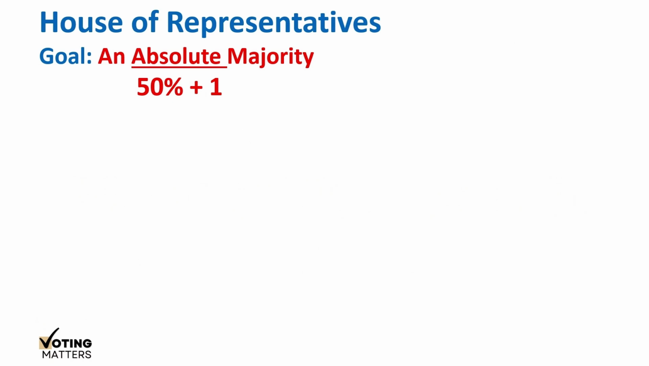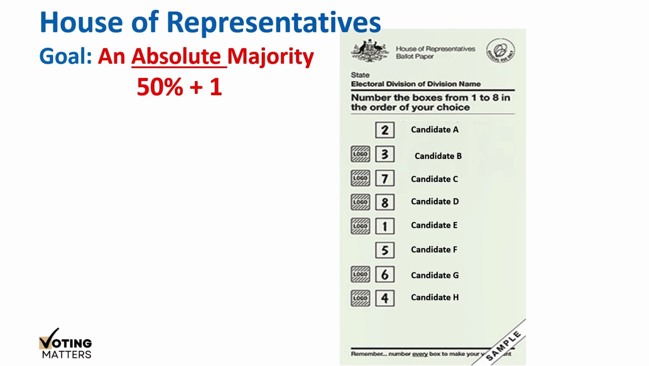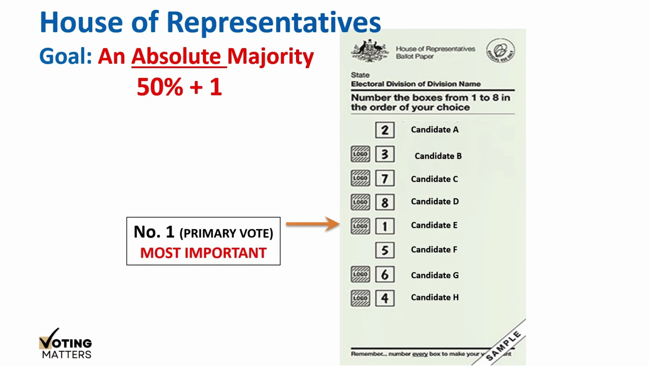To get elected to the House of Representatives, you need an absolute majority, that is, 50% plus one. Here is a sample ballot from the Australian Electoral Commission, the AEC, on their website showing a correctly filled-in ballot. Correct ballots are known as formal ballots. The instructions are to number the boxes from 1 to the total number of candidates in this electorate. You vote for your favourite by placing the number 1 next to their name.